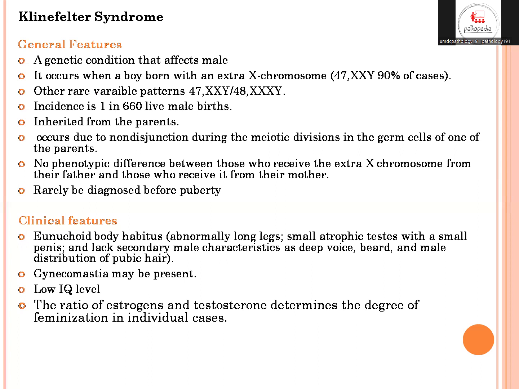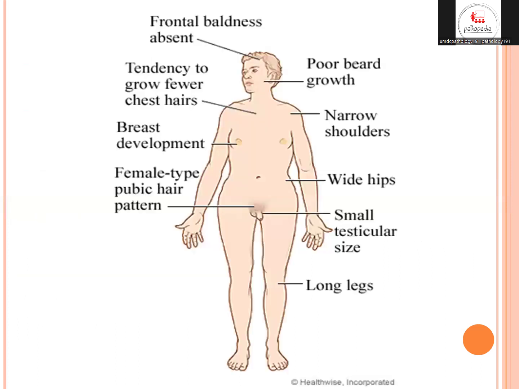There is no phenotypic difference between those who receive the extra X chromosome from their father and those who receive it from their mother. It is rarely diagnosed before puberty. Clinically it appears as eunuchoid body habitus, with abnormally long legs, small atrophic testes with a small penis, and lacking secondary sex characteristics such as deep voice, beard, and male distribution of pubic hair. Gynecomastia may be present, with a low IQ level, and the ratio of estrogen to testosterone determines the degree of feminization in individual cases. This is a picture showing a Klinefelter syndrome patient.